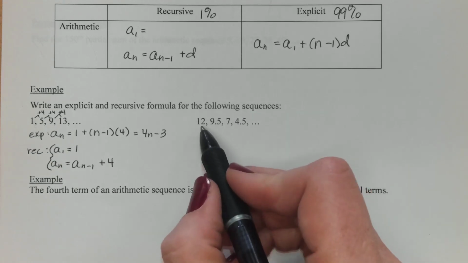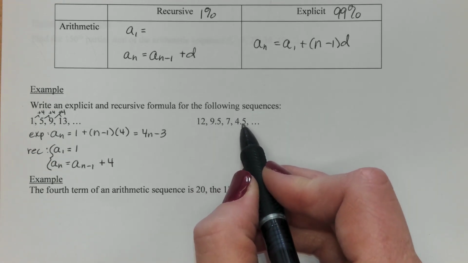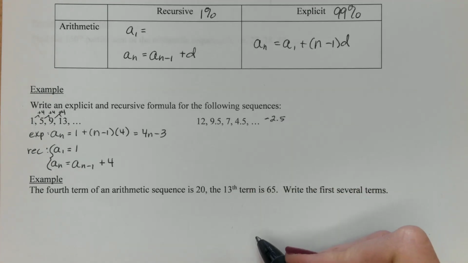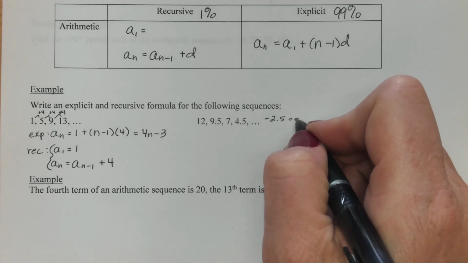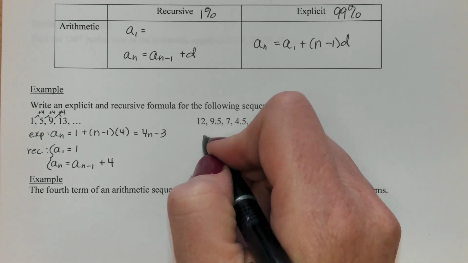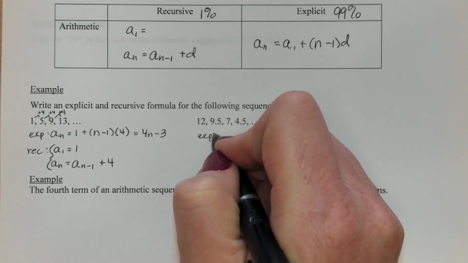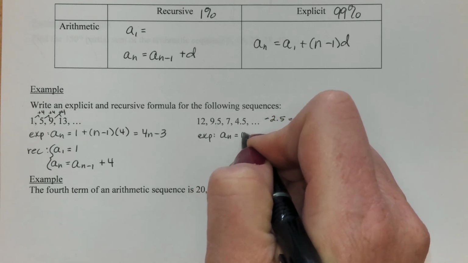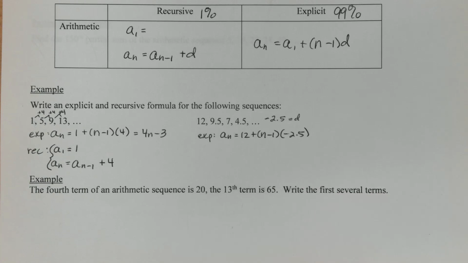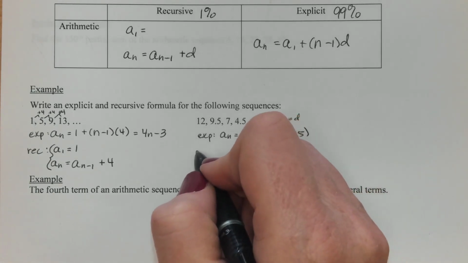Next one is decreasing to go from 12 to 9.5 to 7 to 4.5. We're actually subtracting 2.5 each time. So that is my common difference. So when I go to put it in formulas, I just got to make sure that it is negative. So my explicit, we did that one first. First term is 12 plus n minus 1, and my common difference is negative 2.5. Again, you can distribute if you want, but that's totally fine. You can leave it just like that.